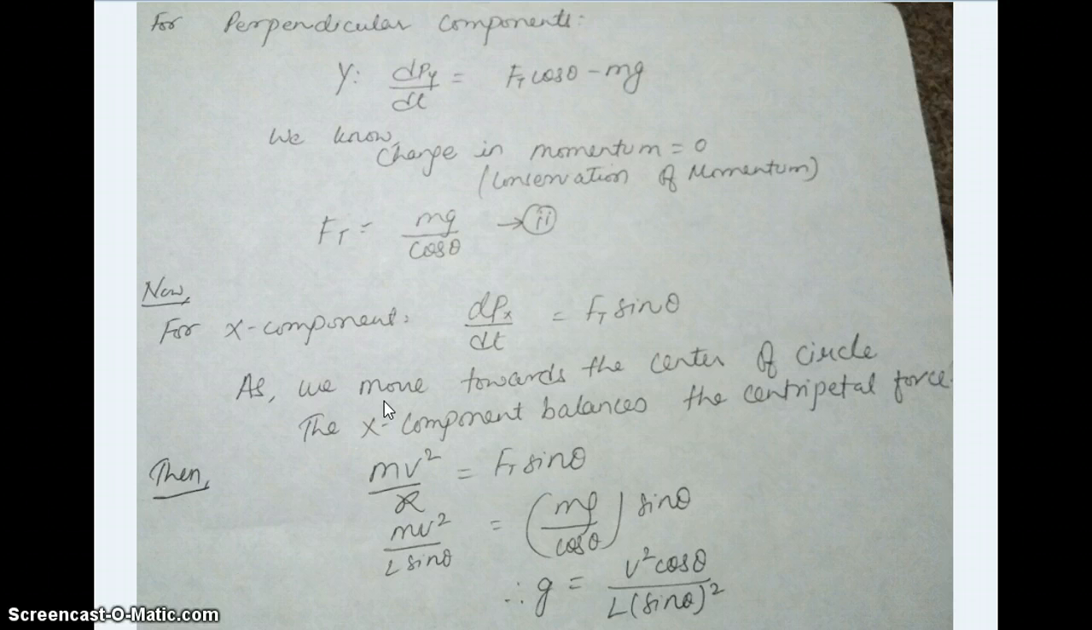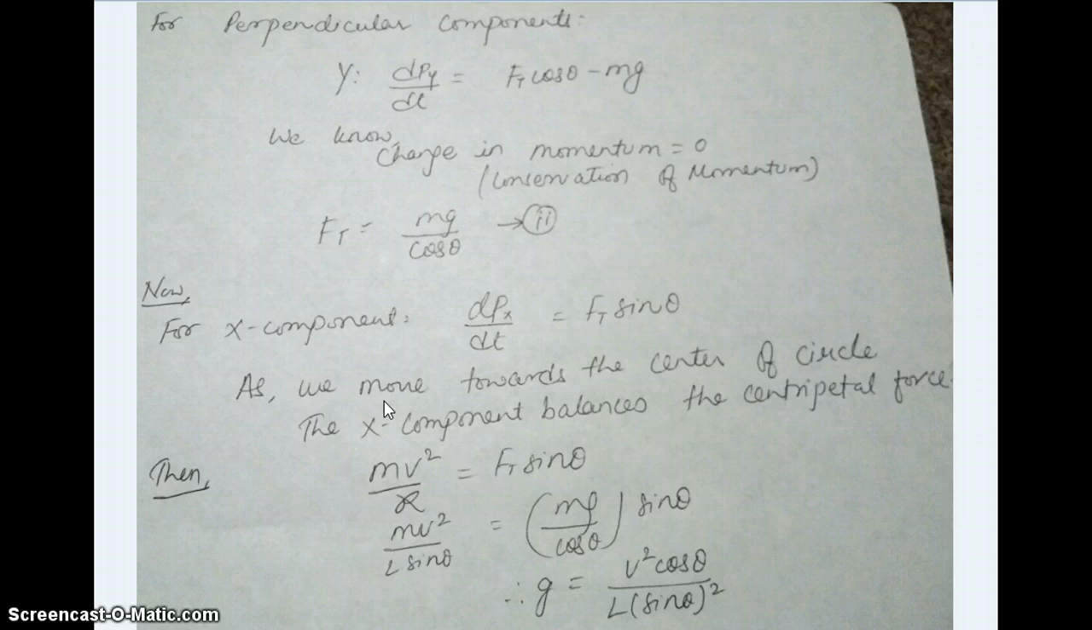After that we need to get the x component, and that is given by Ft sin theta, as we calculated before. Now as we move toward the center of the circle, we get to know that the x component provides the centripetal force, and it helps to maintain the ball in its uniform circular motion. So this is given by mv squared by r, the centripetal force, equals Ft sin theta, the x component.